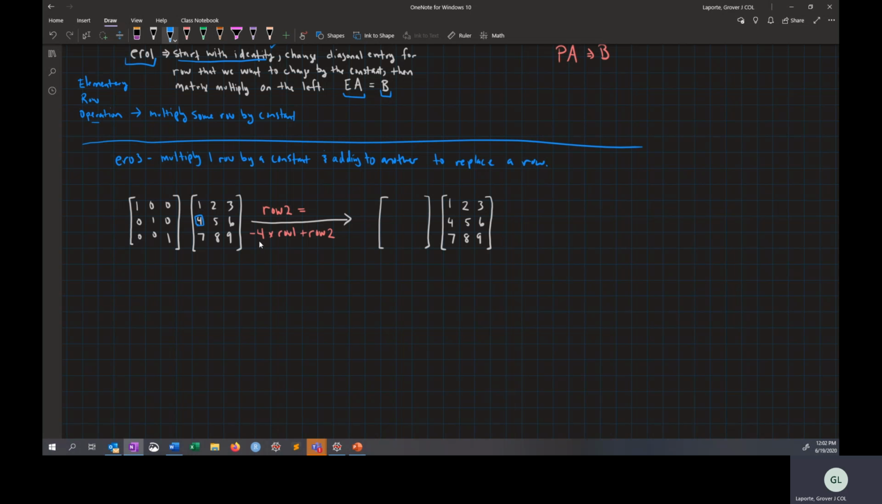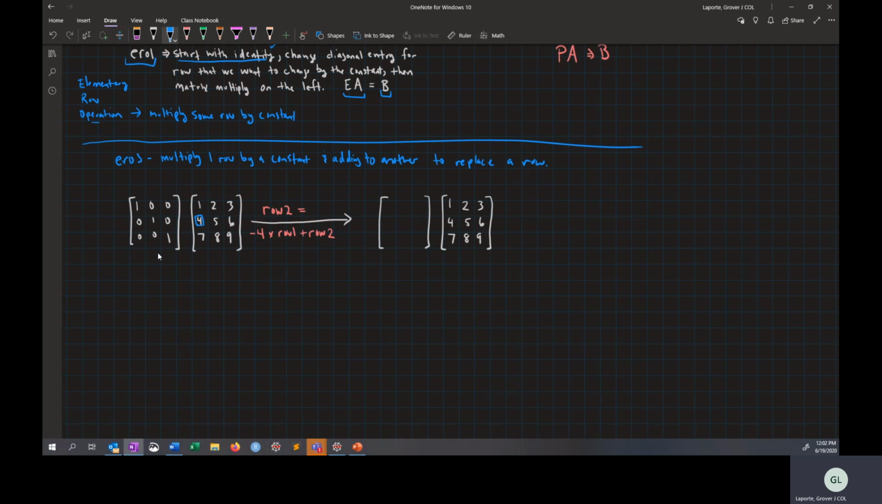So I would like to take -4, multiply it by row 1. I want to take this whole row here, multiply it by -4, and then add it to row 2, and then I want to replace row 2 with that one. In other words, row 2 is equal to -4 times row 1 plus row 2. That's the idea. How can I create a matrix starting with this one?